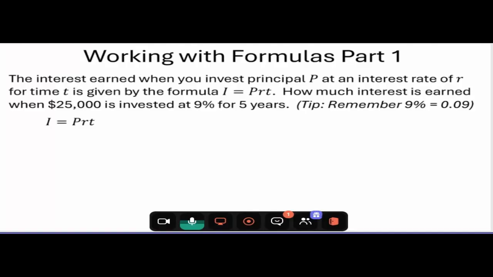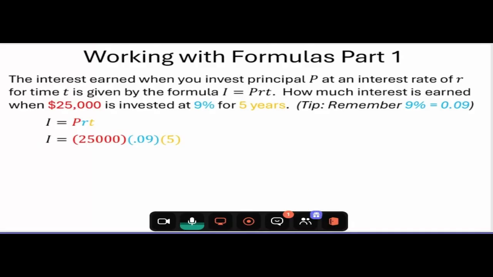So step one, write the formula we're going to use. Step two, fill in the numbers. We were told that the principal is $25,000. The rate is 9%, which, remember, is 0.09. We have to put that in decimal form. And we're going to do this for 5 years. So if you had $25,000 to spare, and you put it in a 5-year GIC, this is how much interest you'd get. Anyways, let's do the calculation.